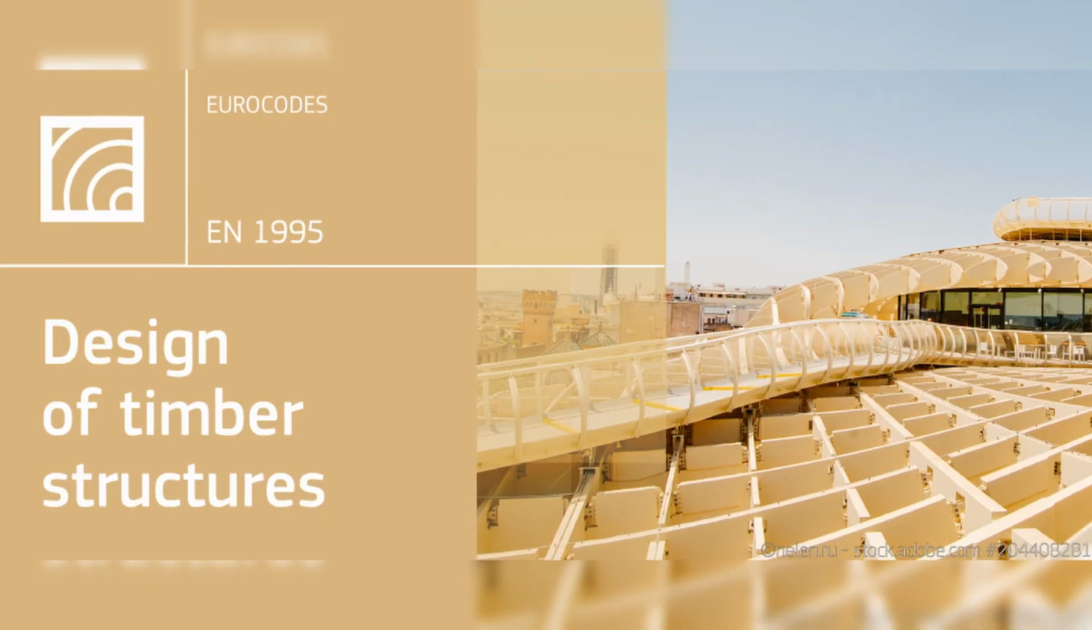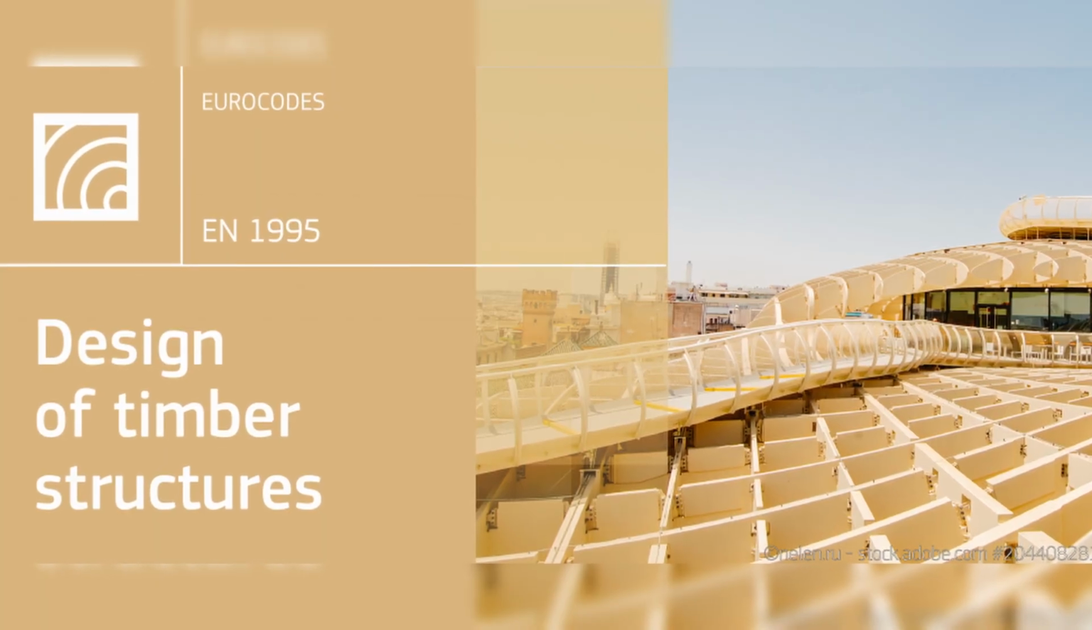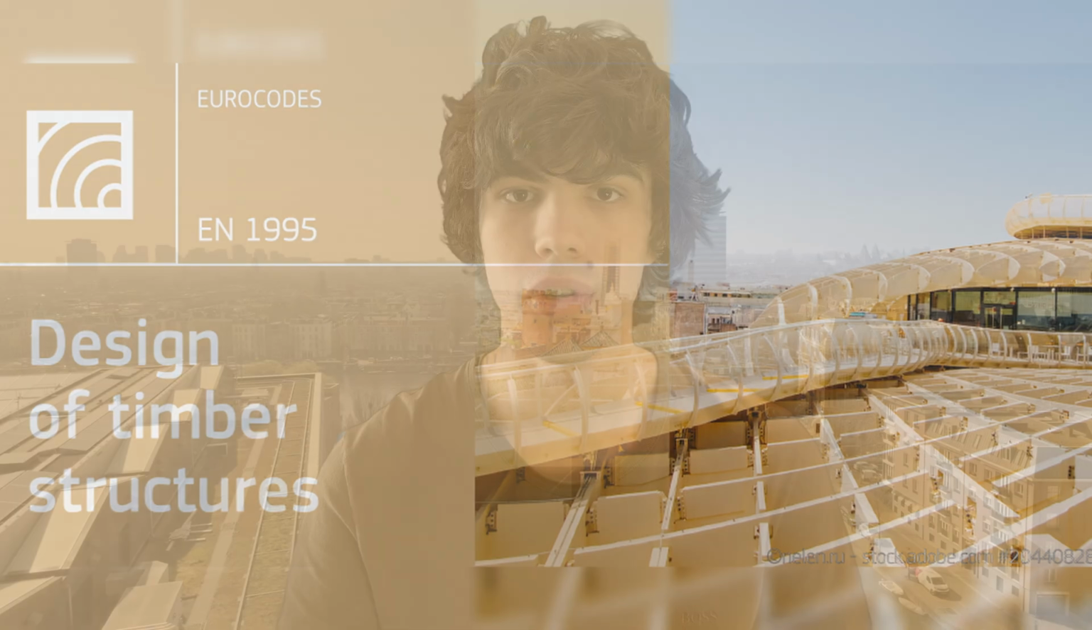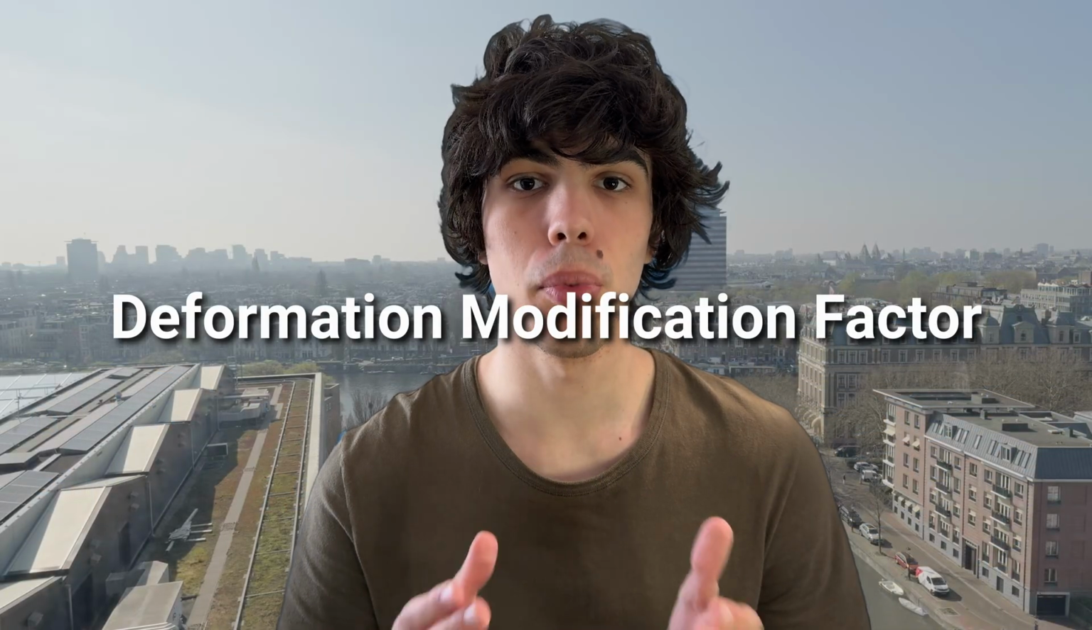Timber, as a natural material, exhibits unique deformation characteristics under load. Eurocode 5 provides guidance on how to account for these deformations using the Deformation Modification Factor. While the modification factor, which we talked about in last week's video, adjusts the design value of a strength property of timber, the Deformation Modification Factor accounts for its deformation characteristics.